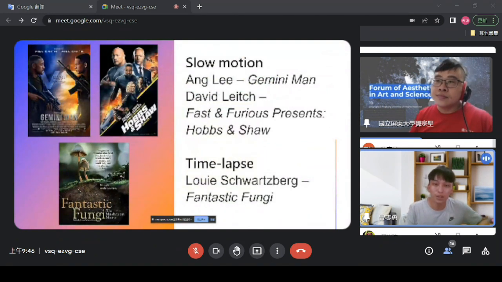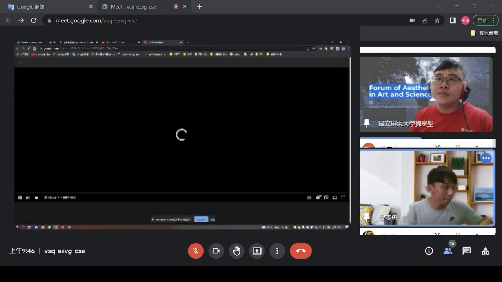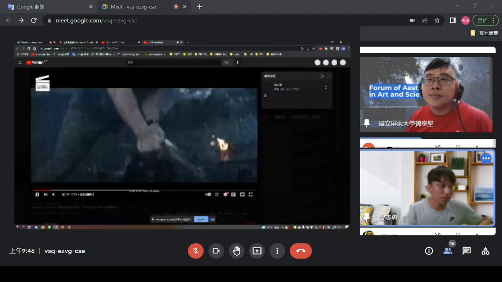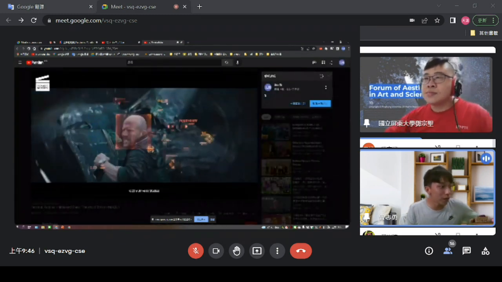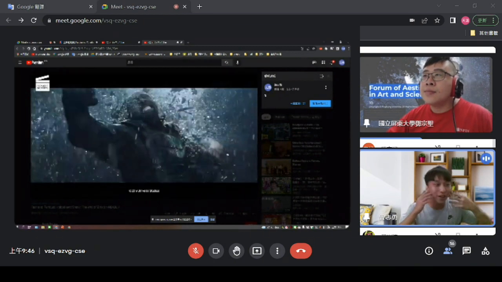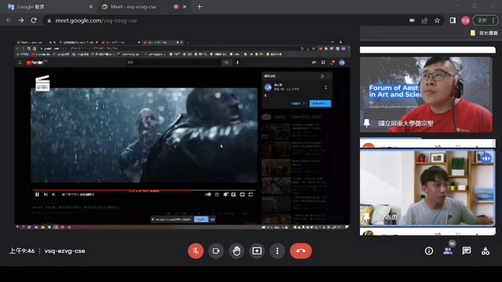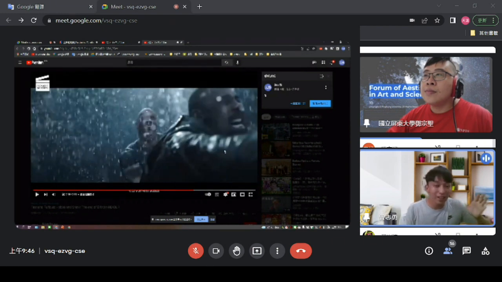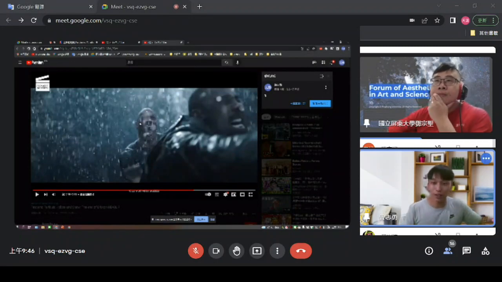The Fast and Furious spin-off, Hobbs and Shaw. You can see the punch is very slow, right? You can see the water flying away from their face, and the glass is broken, and we can see the expression on the actor's face, right? It's raw. So slow motion is more powerful in the movie.